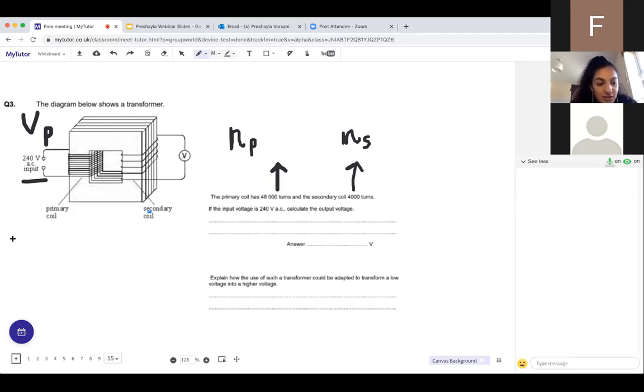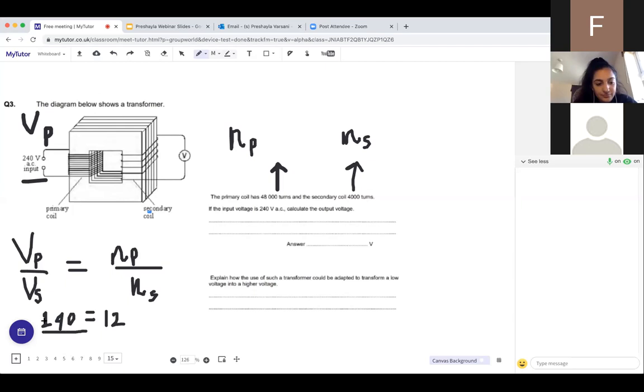If you've forgotten the equation, I'll write it here for you. Put your answers in the chat. What is the output voltage, VS? So you're going to do NP divided by NS. 48,000 divided by 4,000 is 12, which equals VP over VS. So 240 divided by something equals 12. 240 divided by 20 is 12. So we know that our secondary voltage is 20.